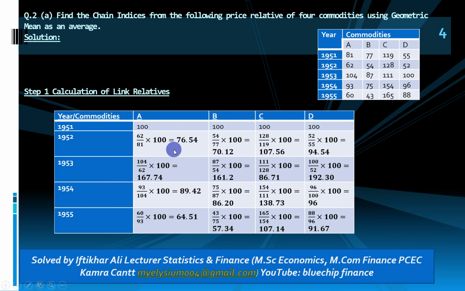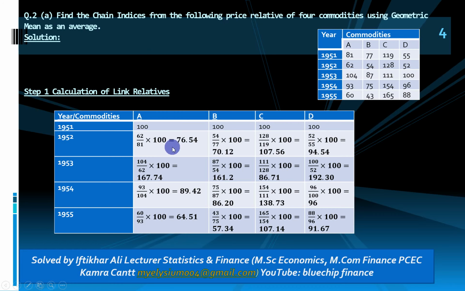The link relative formula is Pn divided by Pn minus 1 multiplied by 100. Pn the current price, Pn minus 1 the previous price, and multiply by 100. पहले पीरियड का लिंक रिलेटिव नहीं लिया जा सकता क्योंकि प्रीवियस पीरियड की प्राइस नहीं होती आपके पास, सो इसको असयूम कर लें 100.